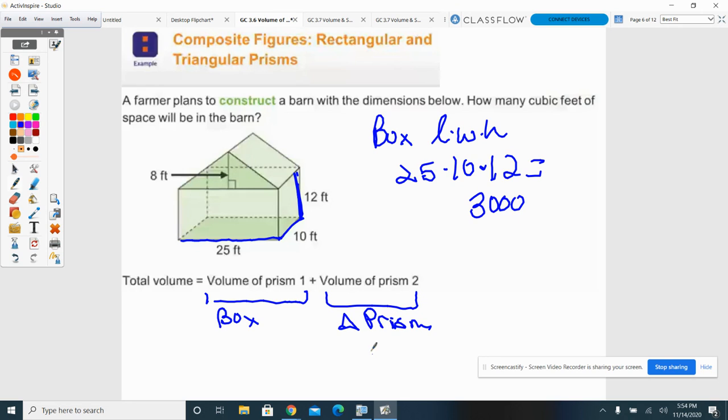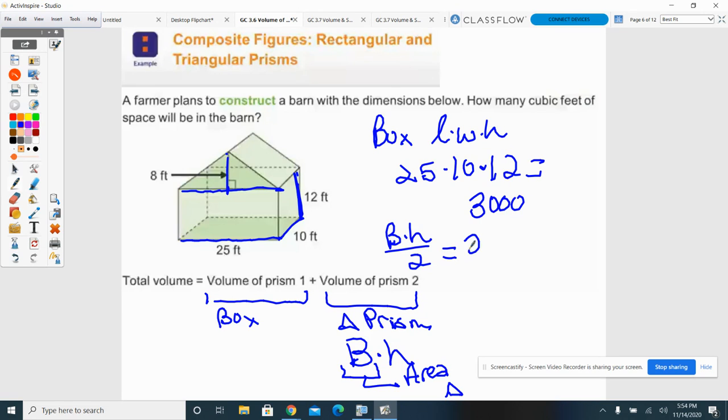Now, how about this guy? This is a prism. That's big B times H. We don't divide by 3 here because it's not a pyramid. You only divide by 3 on the pyramids. So I need to find the area of big B, which is the area of the triangle. Base times height divided by 2 is going to be 25 times 8 divided by 2. My calculator tells me that big B is 100.